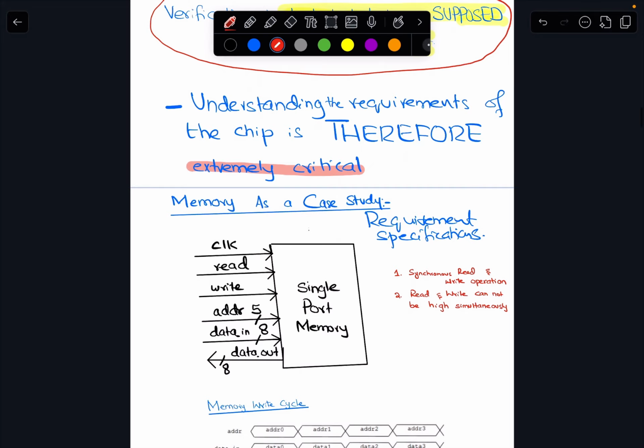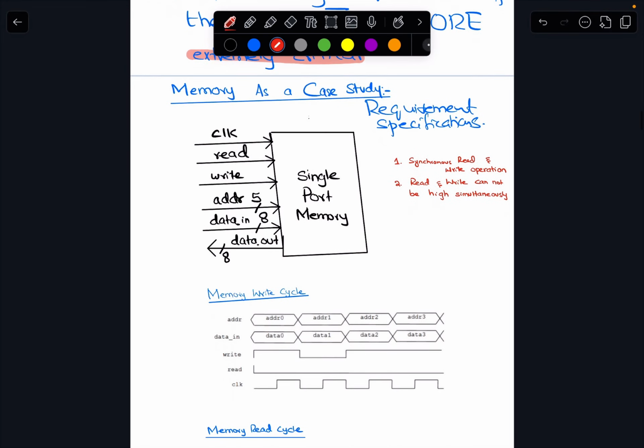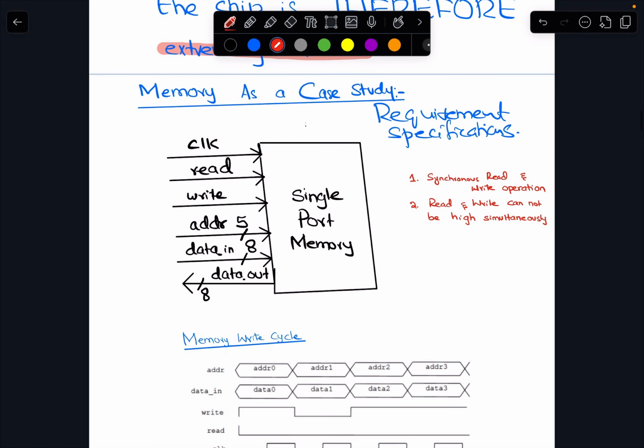So how do we get the verifications? Actually, let me just give you a very simple example, which we will be using in our labs and a lot in the lectures as well, just to get understanding. So let's say we have requirements to design a single port memory, and the requirement specifications are in terms of what will be the depth of the memory.